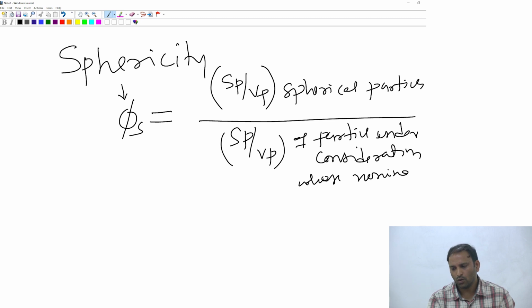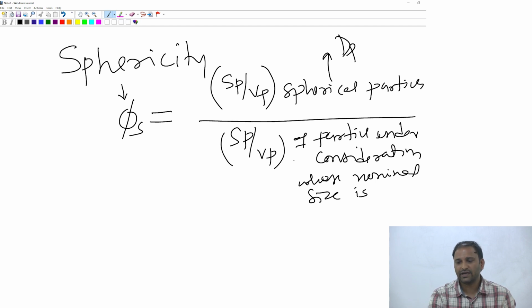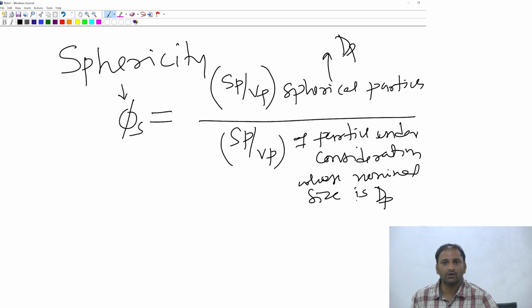whose nominal size is, so if I say that there is a spherical particle of size dp, it's Sp by Vp of a spherical particle divided by Sp by Vp of a particle under consideration whose nominal size is dp. I'll explain a little bit. I see some strange faces, but I'm going to explain this a little bit.